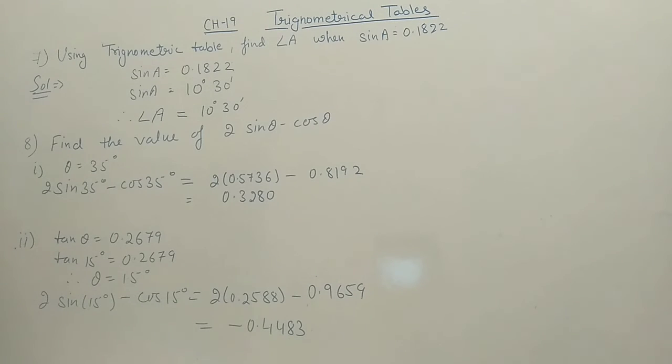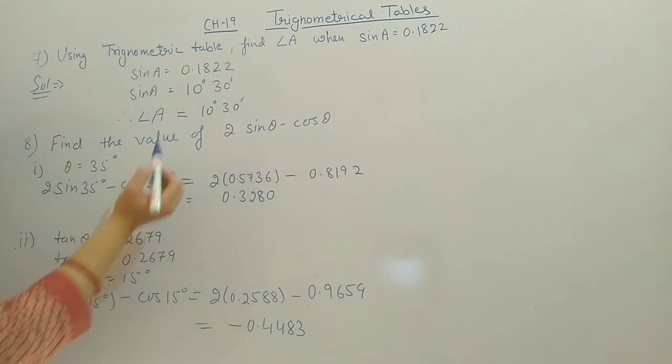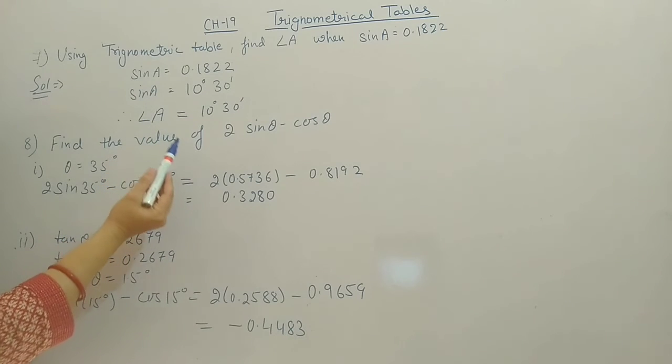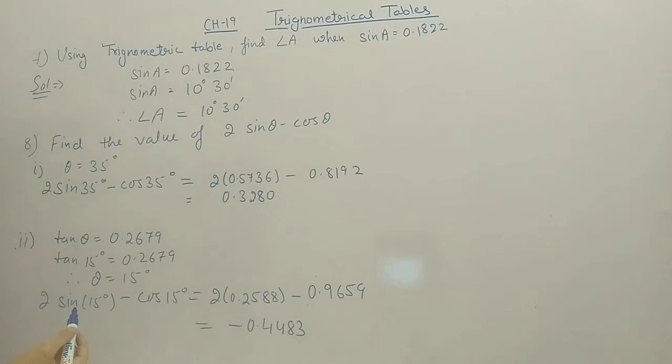Next, question number 7. Using the trigonometric table, find the angle A. Then sin A is given 0.1822. So check this value 0.1822 in the sin table, which is equal to 10 degree 30 minute. So therefore angle A will be equal to 10 degree 30 minute.